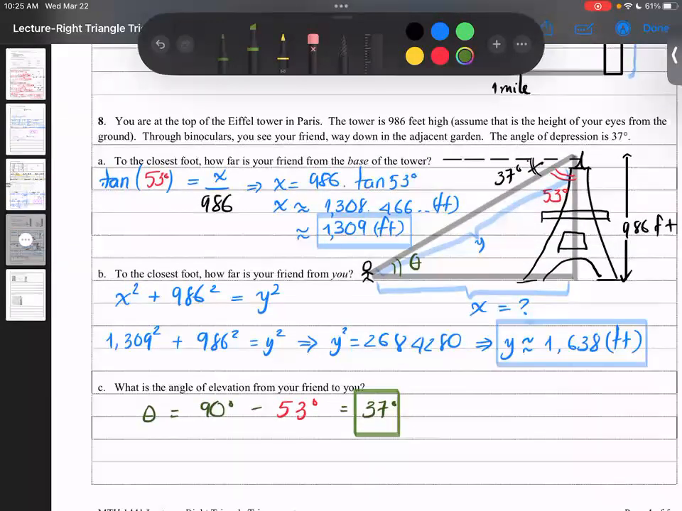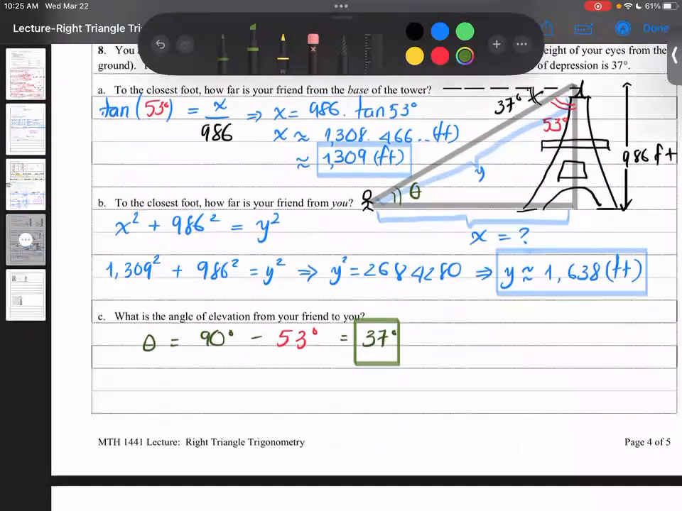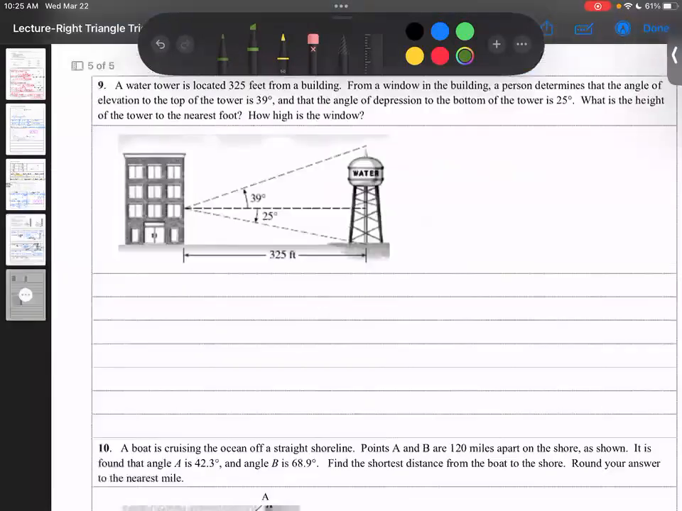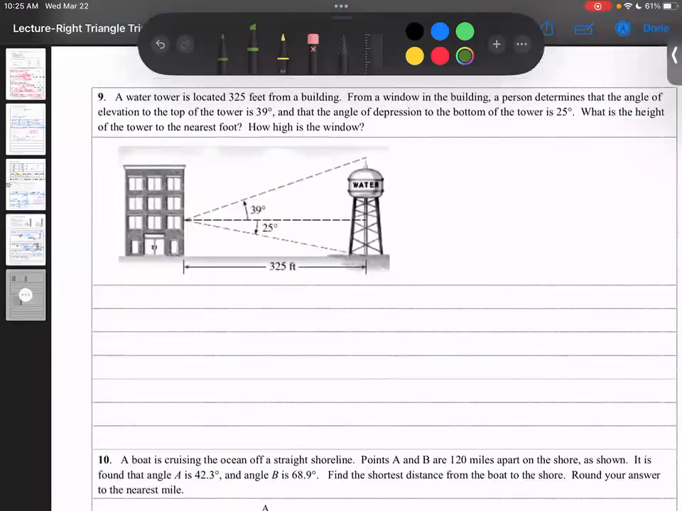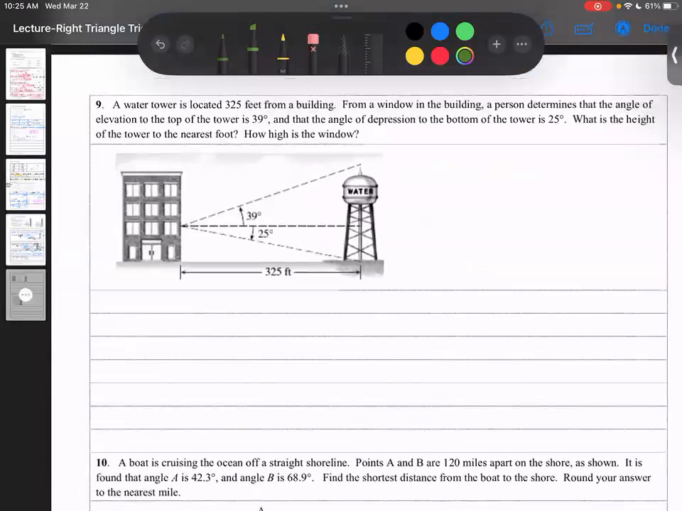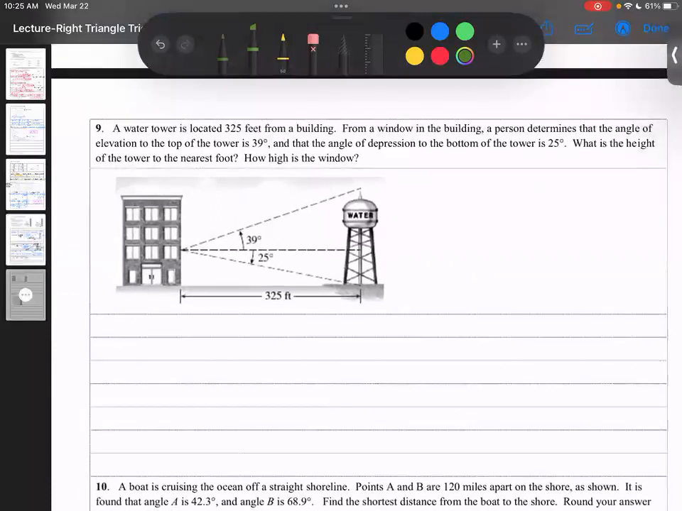Let me do one more, right? We don't have to do the last one. You skip number 10, or I would recommend you do it on your own. A water tower is located at 325 feet from the building. From a window in the building, a person determines that the angle of elevation to the top of the tower is 39 degrees, and the angle of depression to the bottom of the tower is 25 degrees, just like the picture. What is the height of the tower to the nearest foot?